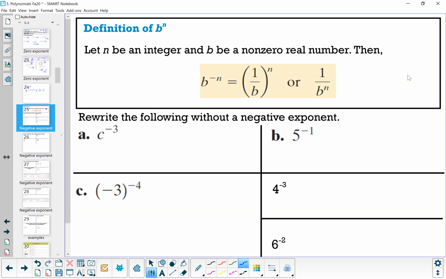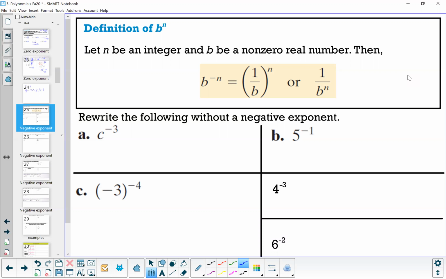The definition for exponents here involves negative exponents, where we see that if we take something to a negative power, if we take the reciprocal of the base, then the power becomes positive. All right, so let's see a few examples of what this looks like, and then we'll look at why this is the case. All right, so in letter A, we have c to the power of -3.